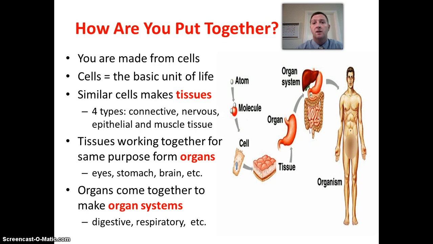All right, so big question here is, how are you put together? Everything is made out of atoms. Everything in the universe is made out of atoms. These atoms come together, they make molecules, stuff, chemistry. Those molecules come together and they form cells. Now, cells are the basic unit of life. You are made out of billions and billions of cells.